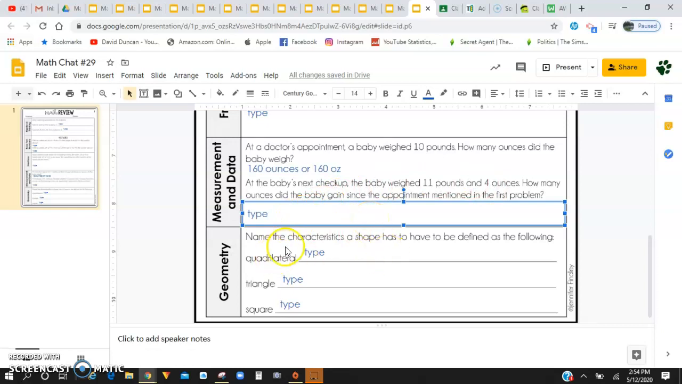Down below, it says, name the characteristics a shape has to have to be defined as the following: quadrilateral, triangle, square. I'm going to post a poster for you guys in this assignment link, where it gives you a description of each one of these types of shapes. I want you guys to write down what those shapes have to have. All right, good luck, and I'm excited to see your answers.